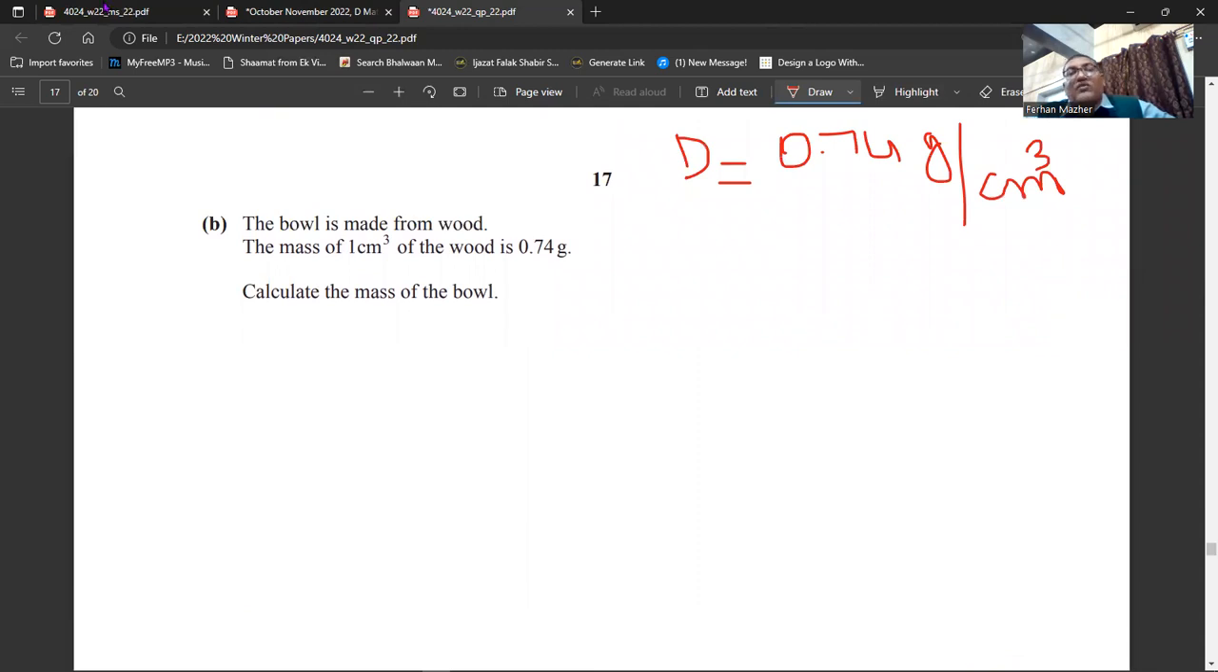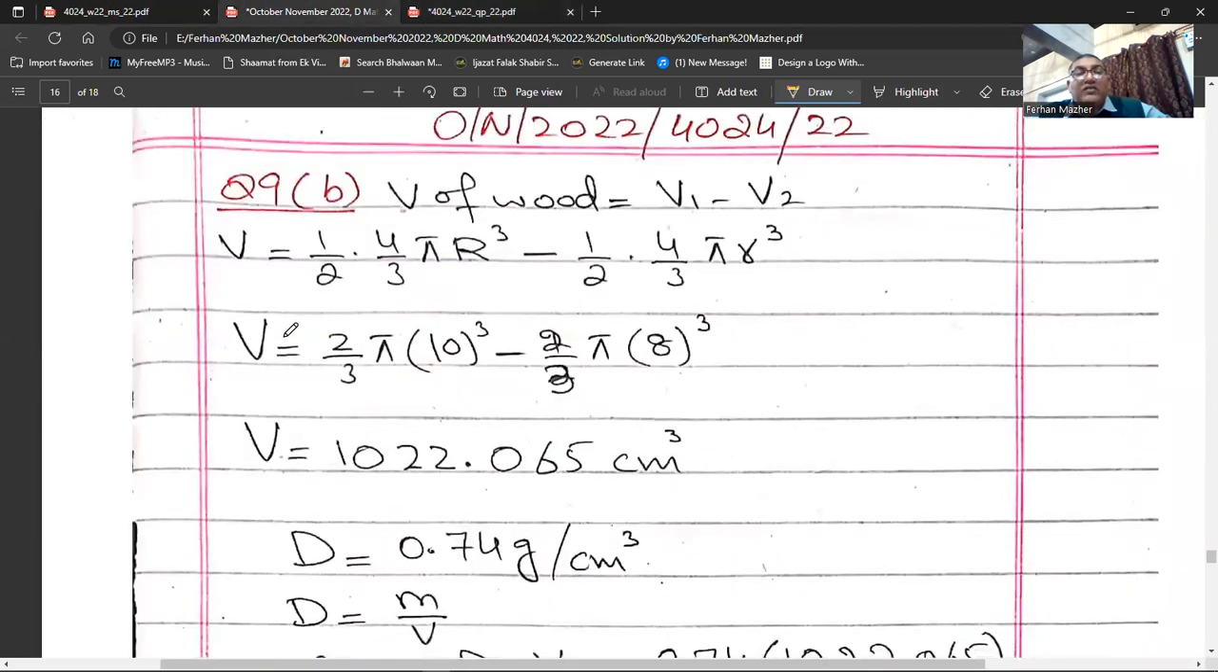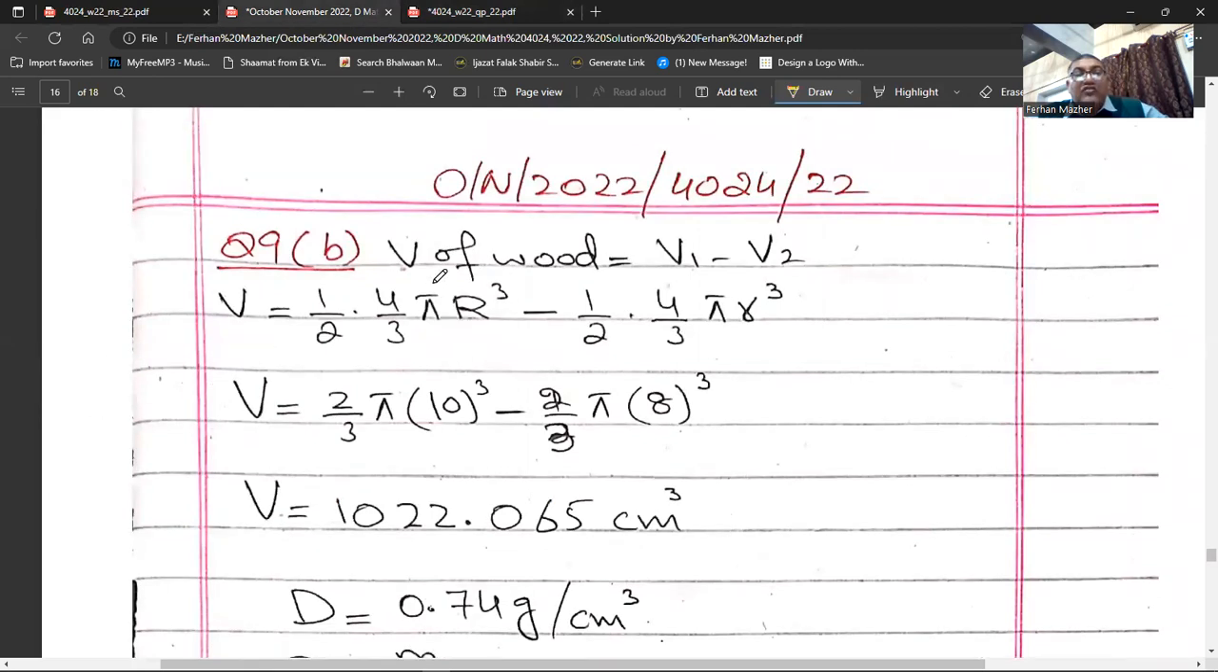So from the external volume, subtract the internal volume. The remaining will be the volume of the wood. So volume of the wood will be V1 minus V2. That will be 1 by 2, because it's a hemisphere, into 4 by 3 pi R cube, minus 1 by 2 into 4 by 3 into pi into small r cube. And you will have 2 by 3 pi 10 cube minus 2 by 3 pi 8 cube.